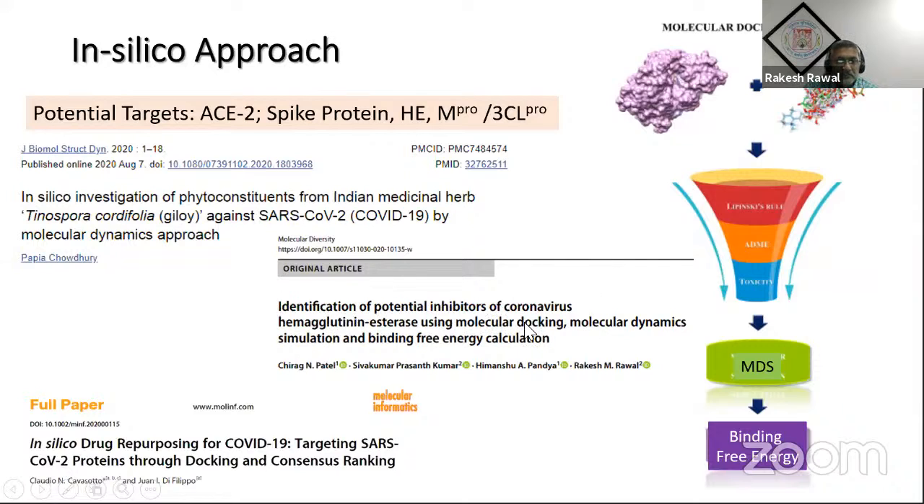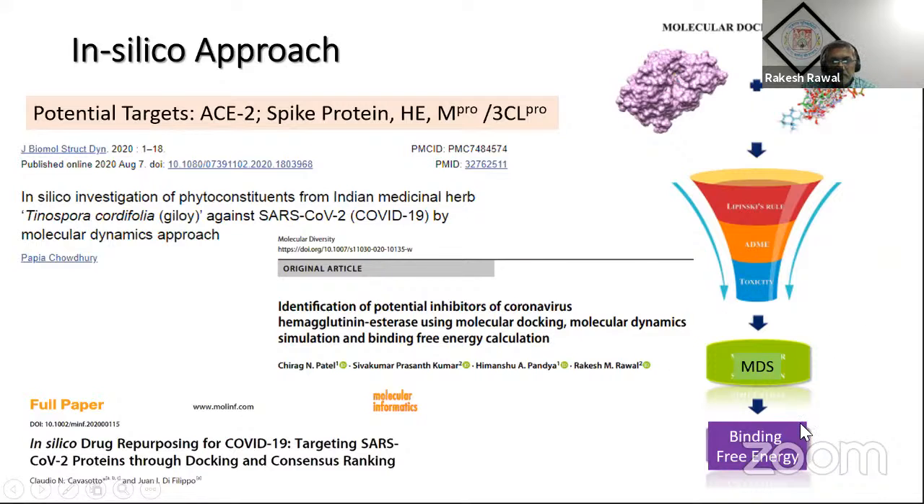Identification of potential inhibitor of coronavirus hemagglutinin esterase using molecular docking, molecular dynamics simulation, and binding energy. So you start with the library of compounds, you have your target, then you sort out a few tens of these molecules. Then the first filter is Lipinski rule of 5. That means, can it act as a good drug? Then ADME: absorption, distribution, metabolism, and excretion. If it passes this ADME filter, then you can look for toxicity. If it is not causing any organ toxicity, then you can move ahead as a good drug-like candidate.